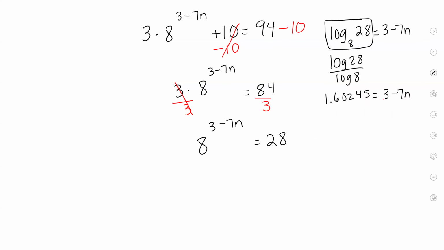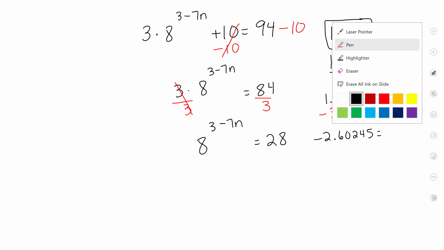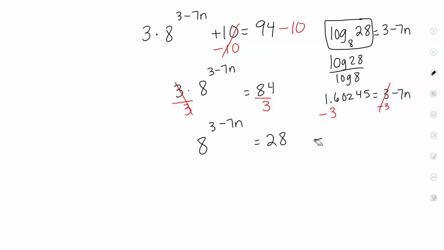So now I'm going to subtract 3 from both sides. So if I do that, I'm going to get negative 2.60245. No, I'll get -1.39755. What did you guys get when you subtracted 3? 39755. Thank you. And then after this step, what should I do last? Yep, divide by -7. So we should get a positive answer.